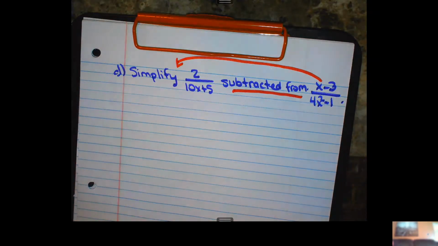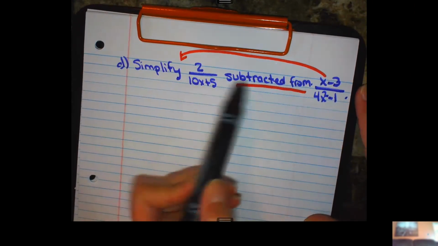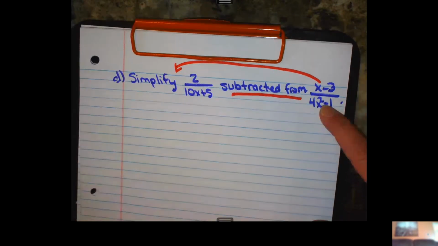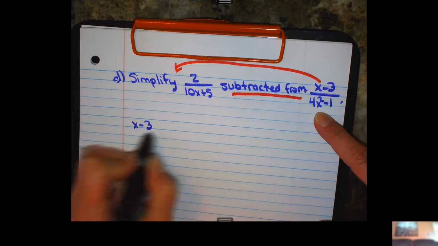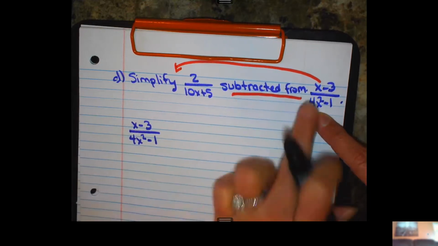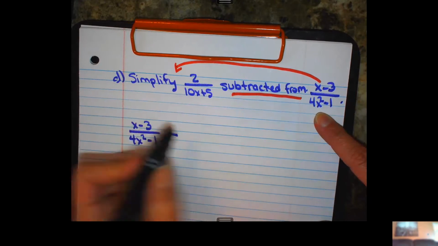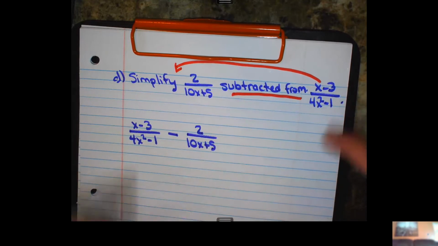So just like when I said we have 5 subtracted from 20, the 20 would go first. So if we have this fraction subtracted from this, the second one goes first. So I'm going to rewrite this expression. I'll leave some room, x minus 3 over 4x squared minus 1. That goes first because it's subtracted. This is subtracted from it. Then behind that, I'm going to put my subtraction sign and bring down the 2 over 10x plus 5. Leave some room in between every space just in case we have to factor.